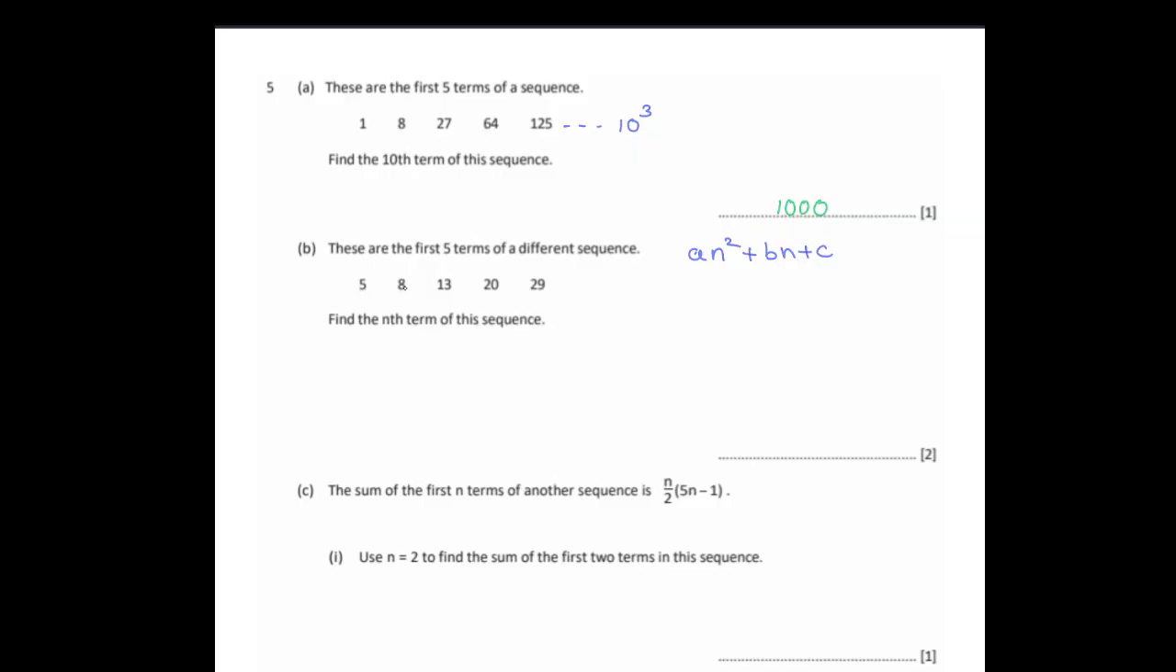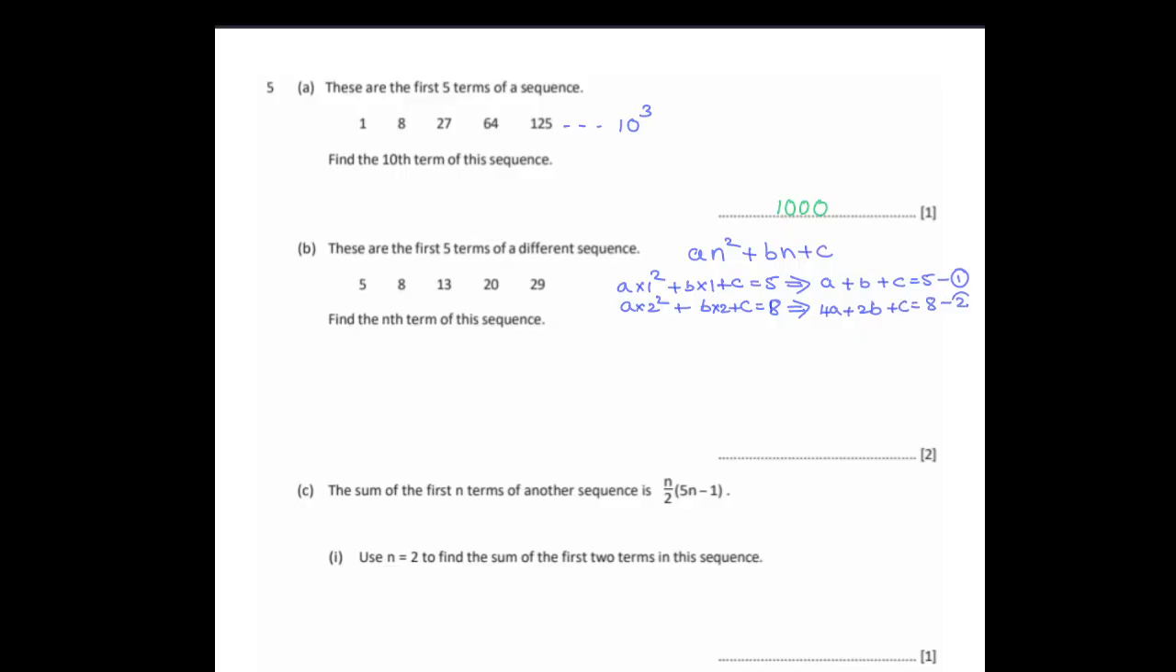The first term is 5, that means n is 1. So a into 1 square plus b into 1 plus c is equal to 5. This gives the equation a, b, c is equal to 5. This is equation 1. Then next, taking n as 2, a into 2 square plus b into 2 plus c is equal to 8. This gives 2 square is 4, 4a, b into 2, 2b, and c is equal to 8.